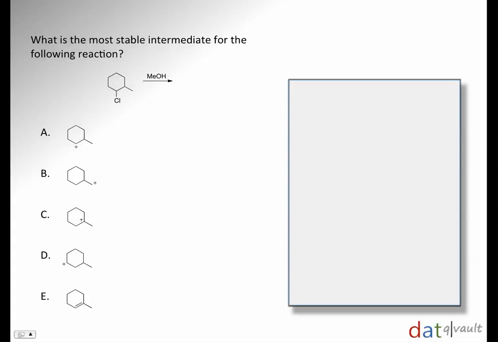So if we're forming an intermediate from this reaction, we're going to assume that it's going to be some sort of a substitution reaction. In this case, we need to be able to recognize that we have a secondary carbon here, and then we have a halide, which is a relatively good leaving group. So when this halide leaves, the intermediate that we get immediately is going to be a secondary carbocation.